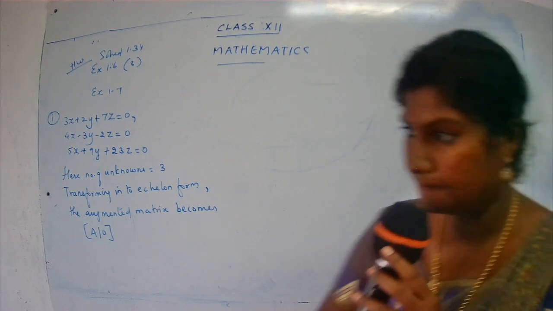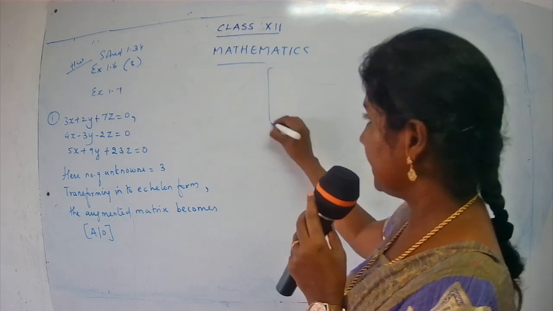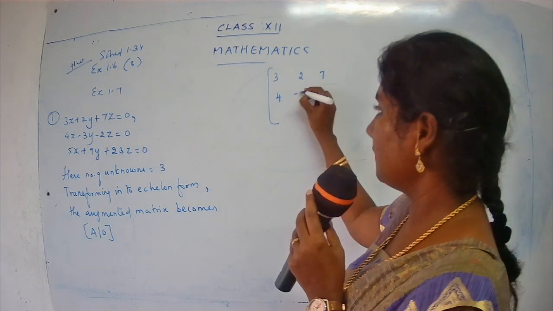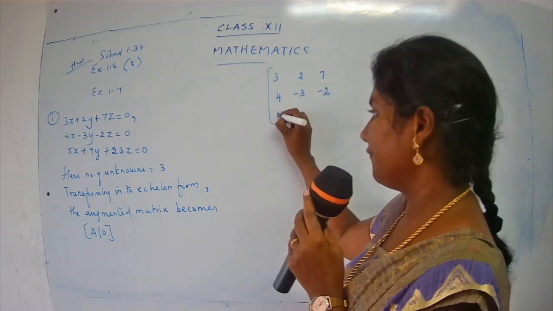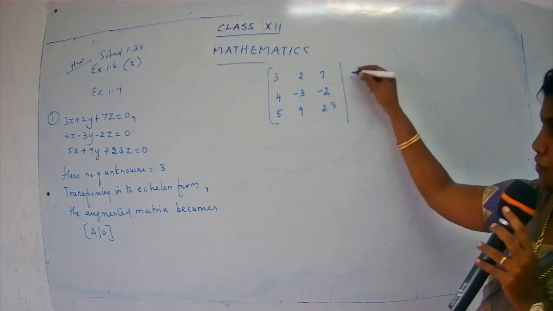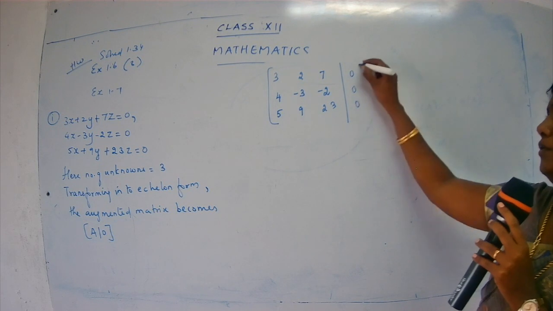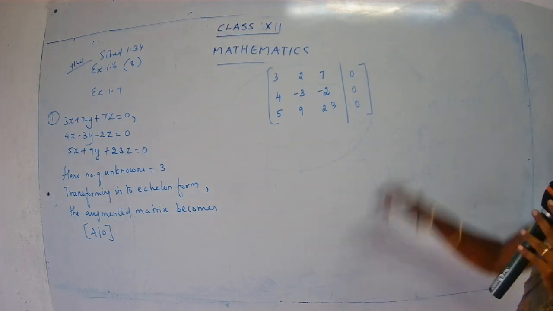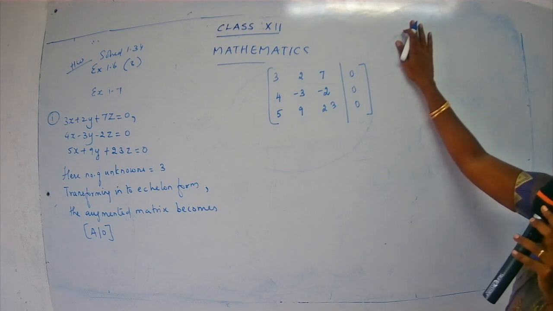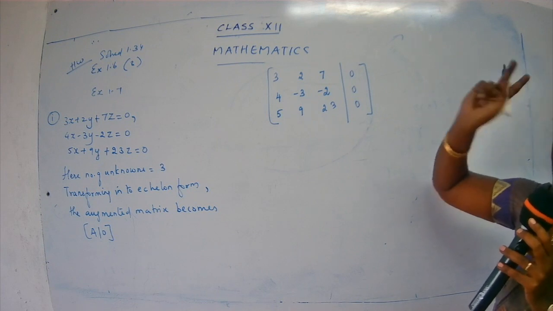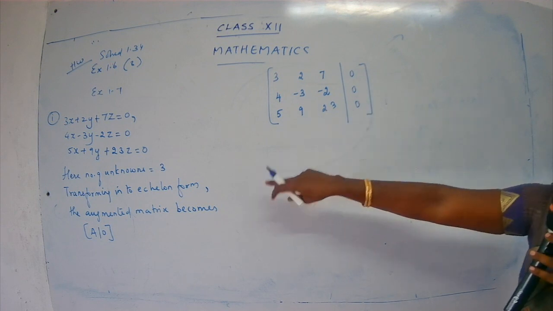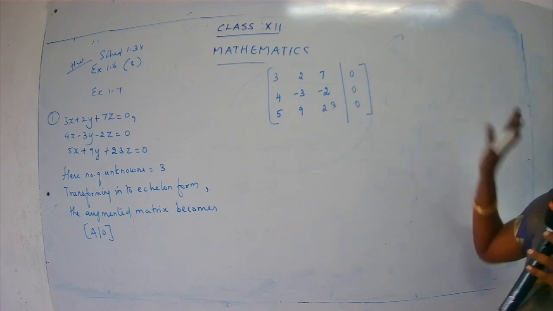Okay, let's do the work. So let's write the matrix A. What is the matrix A? 3, 2, 7, 4, minus 3, minus 2, 5, 9, 23. And O is O. You have all the B's as 0. So this type of equations are called homogeneous equations. Just remember, don't get confused, okay? You can differentiate both exercises by the constants. If you have constants, use A by B. If you have zeros, you use A by 0.